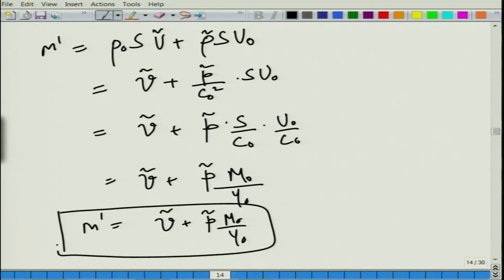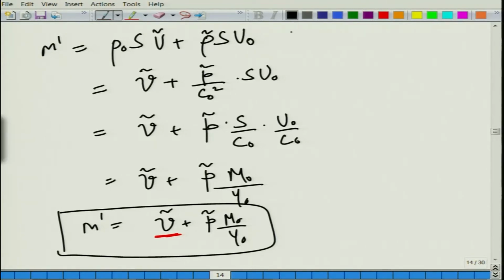Clearly, when M naught is 0, you again get back m dash equal to v dash, that is nothing but the acoustic mass velocity, the perturbation velocity. The same thing we are getting here, but as an extension of what is done in the classical variable. The classical variable is just v dash. Please understand this point clearly. But when you have a mean flow of Mach number M naught, then you need to add an additional term, which is this thing.